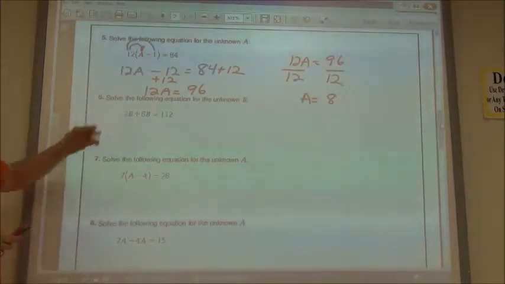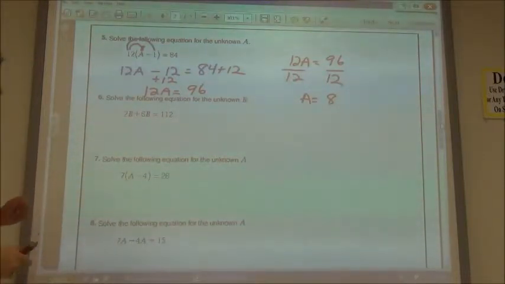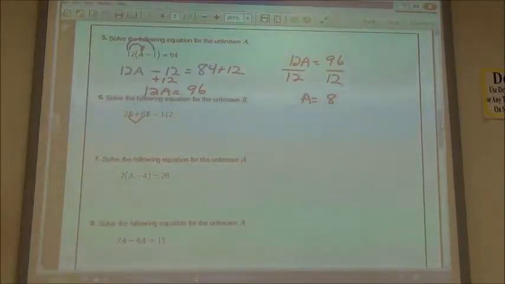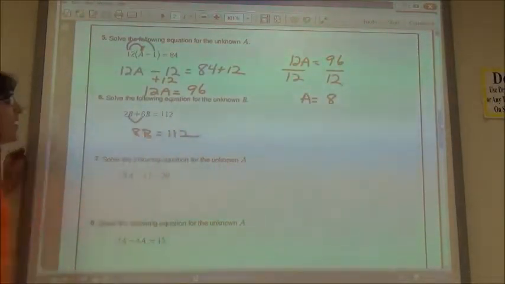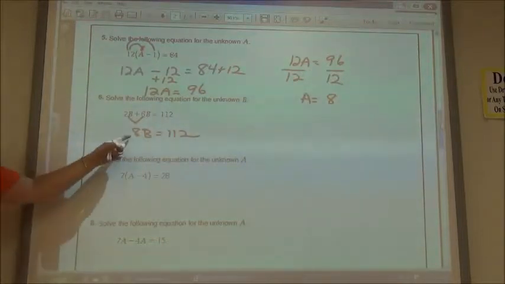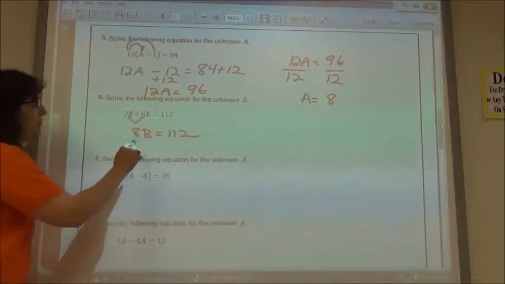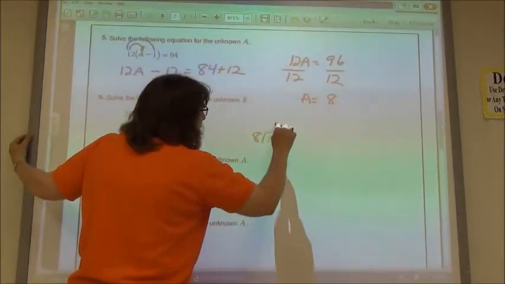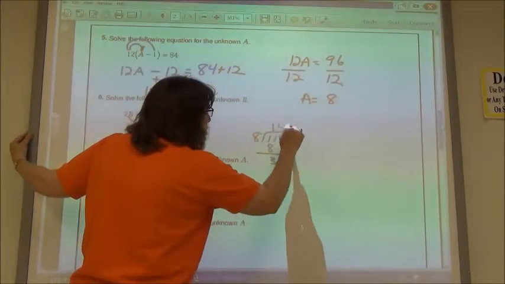Now this one tells me to solve for b. Notice I have a b and another b. So before I try to do anything else, I'm going to combine those two things together. 2b plus 6b would give me 8b, and now I can solve that because I know if I have 8b equals 112, it means 8 times b equals 112. What number times 8 is 112? Well, to figure that out, we would divide by 8. 8 goes into 112 fourteen times.